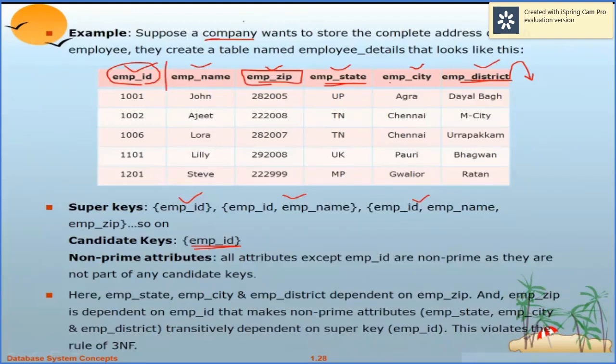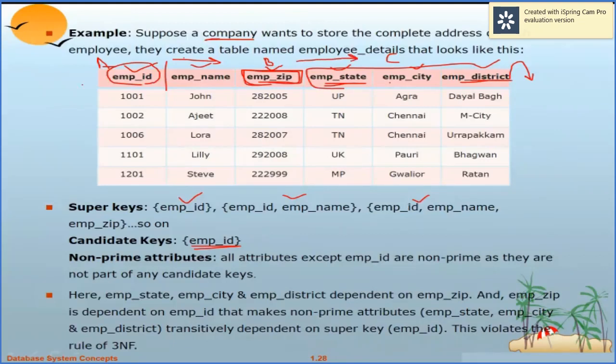So if you observe here, this employee zip, I'm naming it as B. So I'm renaming this one. Employee zip is named as B and employee ID is named as A. And this complete combination of employee state, employee city and district are named as C. So if you look for the dependency, A is depending on B. B is depending on A. At the same time, C is depending on B.